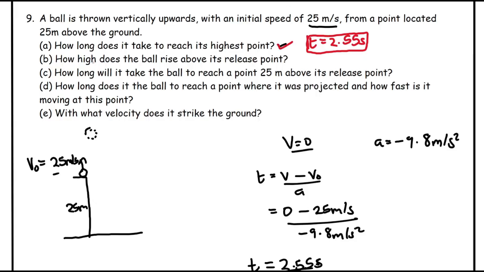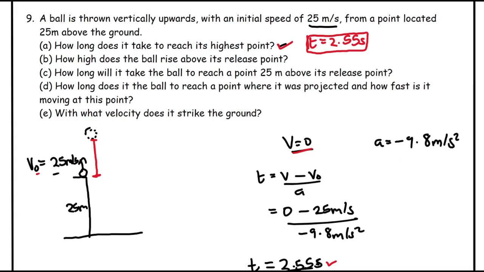Question B. How high does the ball rise above its release point? So the question is basically asking us for this displacement from here up to here. How high does the ball go? Because we know the time that it takes for the ball to reach the highest point, and we also know the velocity, what else do we know? Its initial velocity, the amount of time, the acceleration. Which equation can we use to get the displacement?